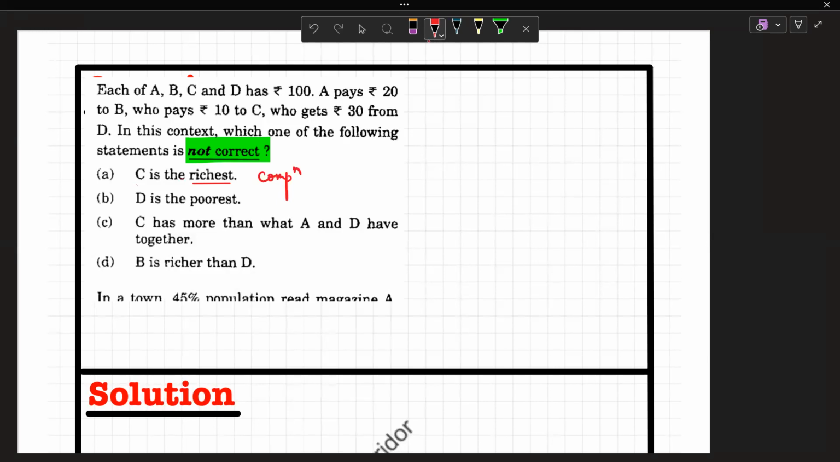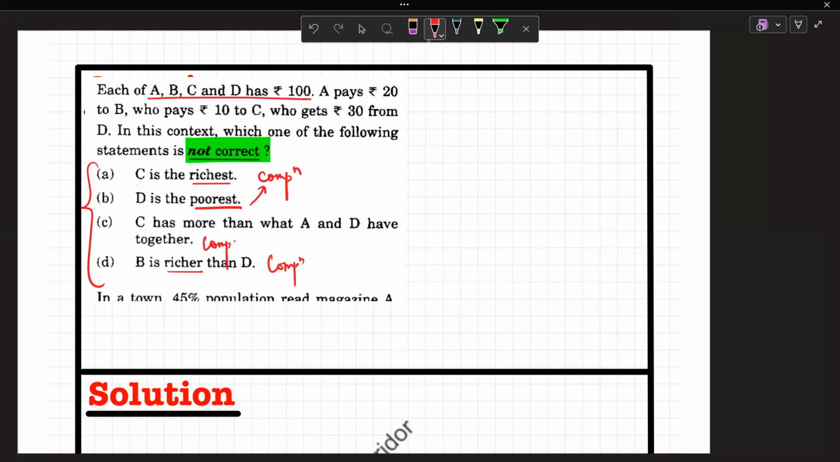Yes, when I say C is the richest, comparison type. D is the poorest, comparison type. C has more than what A and D have together, again comparison type. B is richer than D, again comparison type. Once you see the options, what will be your idea right now? When I do the question, my main aim is to find who got how much, or who is the richest and who is the poorest. Okay, now let us proceed to the question.